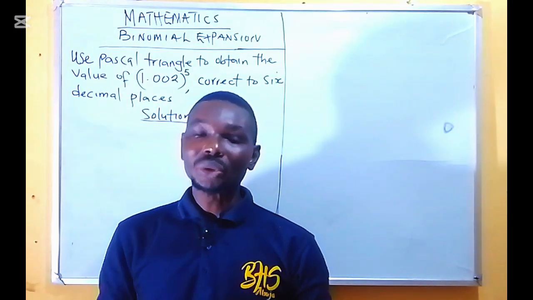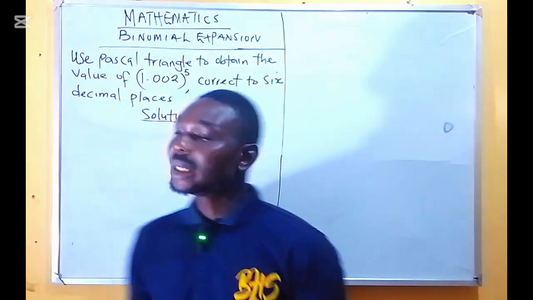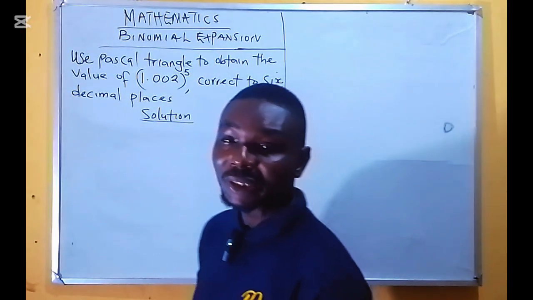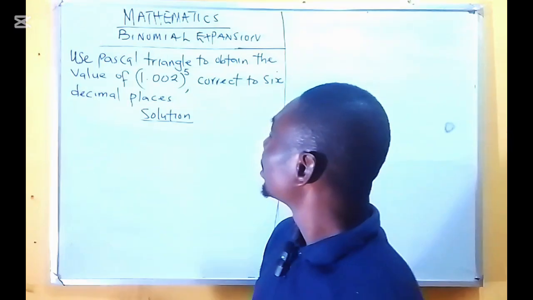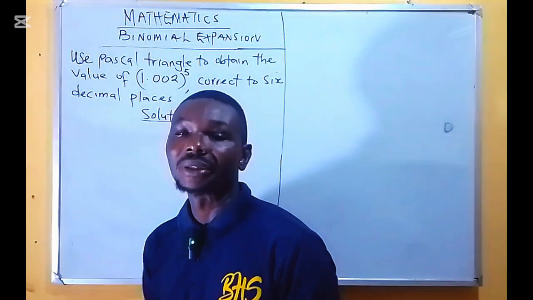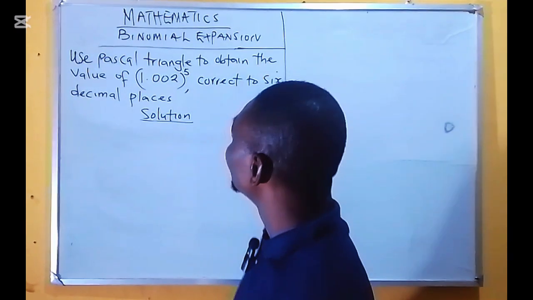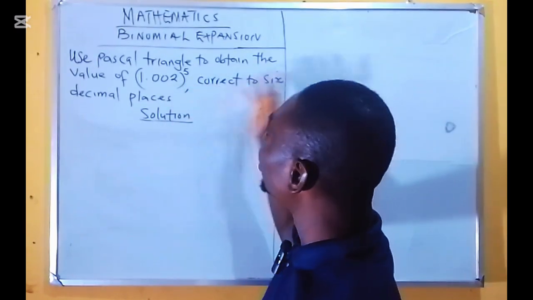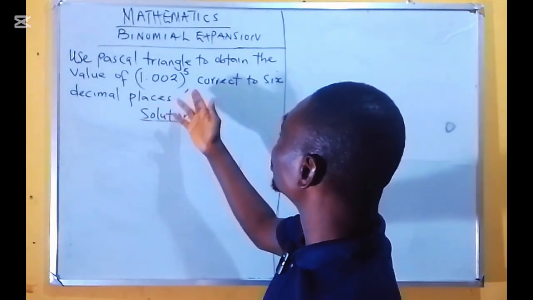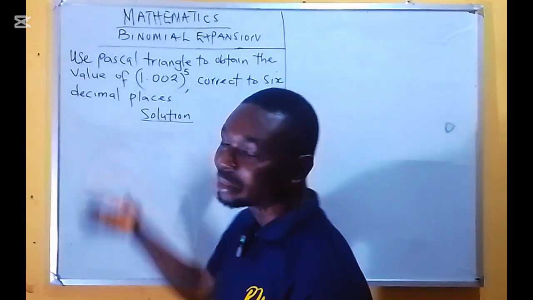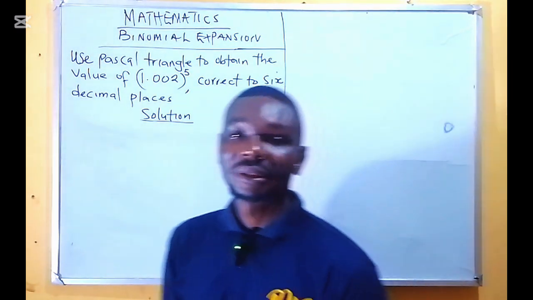Maths tutorial. Today I will be teaching you binomial expansion using the Pascal triangle. Now let's look at this question. Use Pascal triangle to obtain the value of 1.002 raised to the power 5 correct to 6 decimal places.